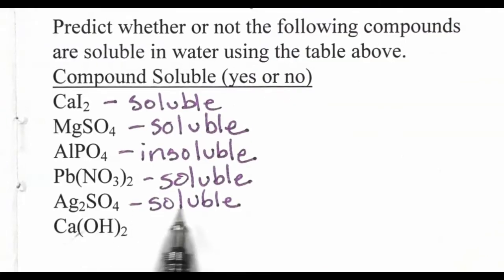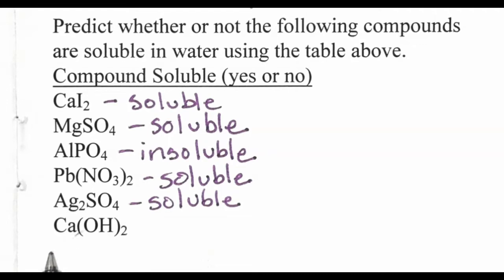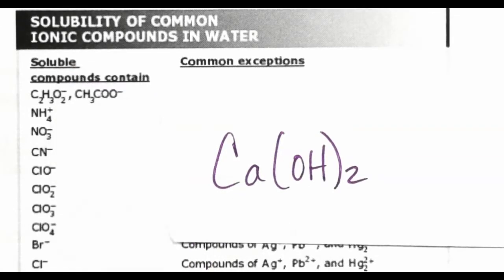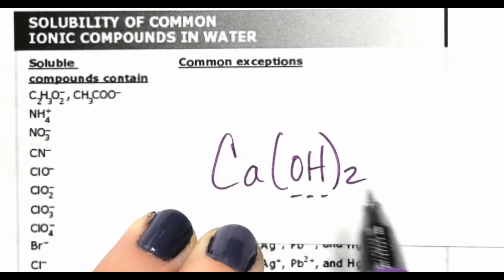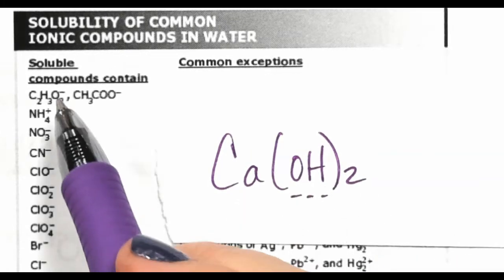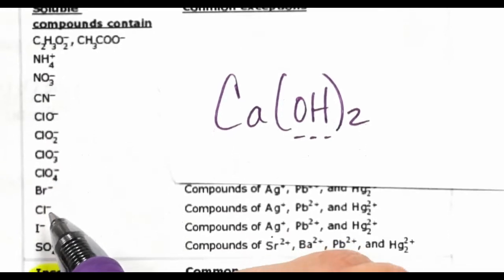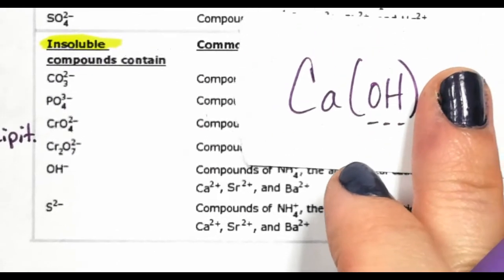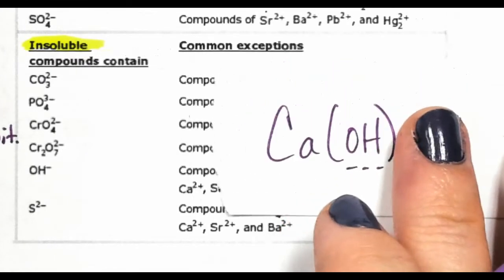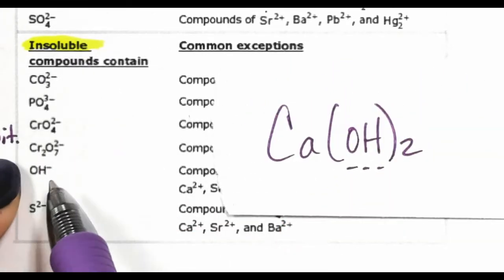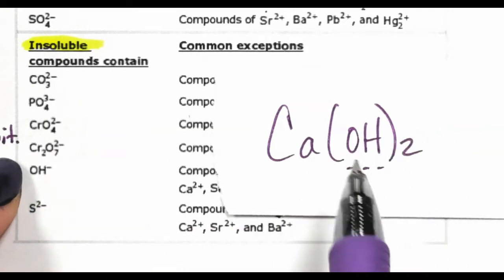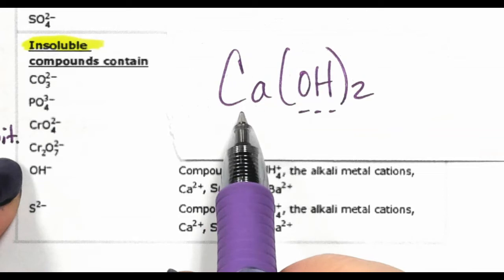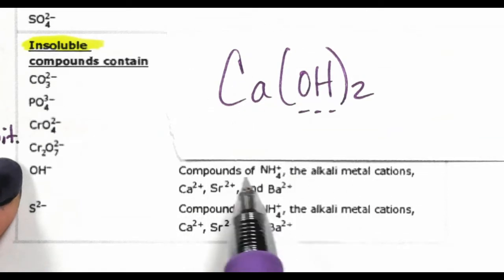I wrote soluble there next to silver sulfate, and my last example is calcium hydroxide. Let's look under the soluble column, and we are focusing on hydroxide, OH. So I don't see hydroxide in the soluble section, so that must mean it's down here in the insoluble section, and sure enough, there it is right there. So this is an insoluble compound unless this calcium is one of the exceptions.